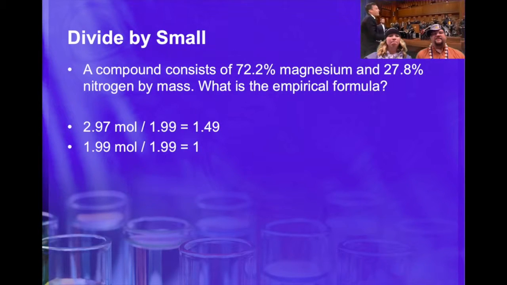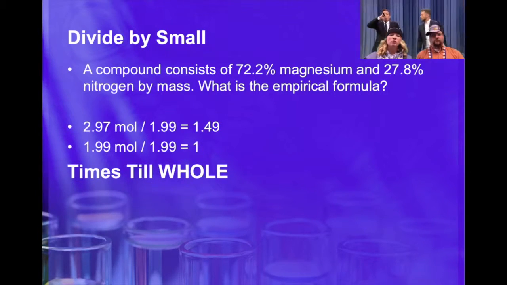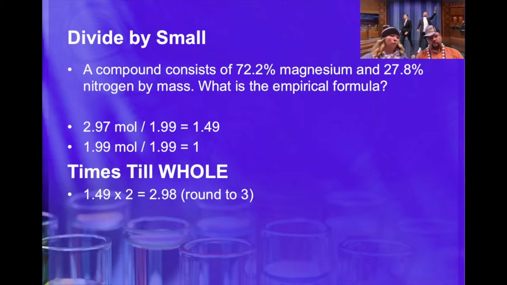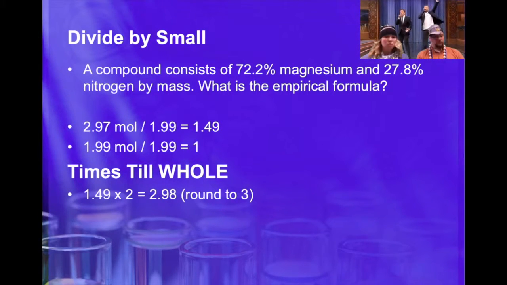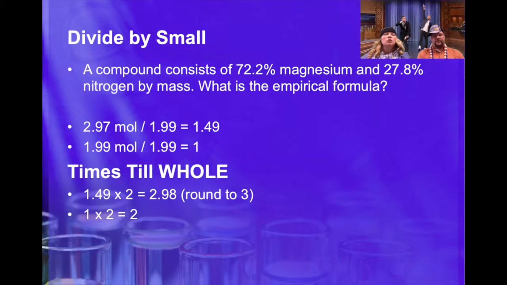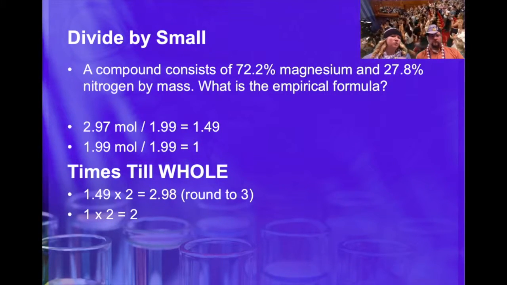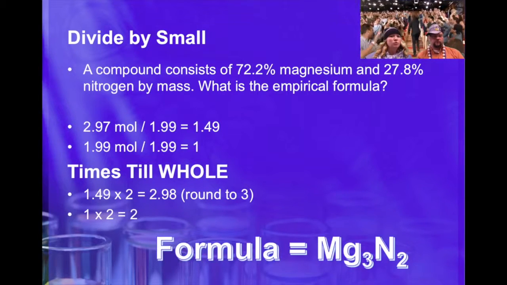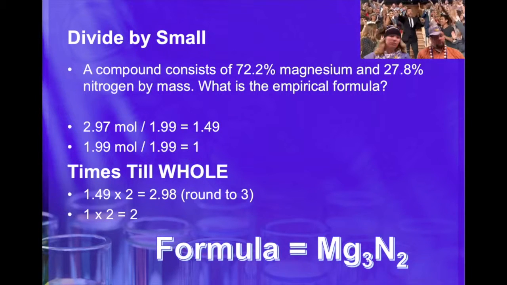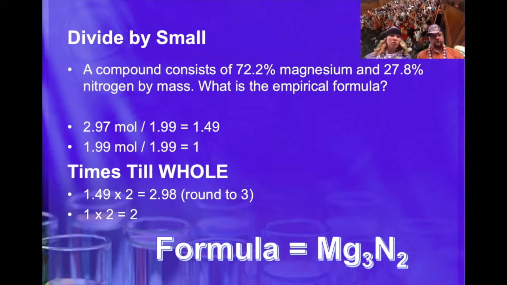Okay, so now I need to times to whole. So we're going to times 1.49 by 2 to get it as close to whole as possible. Well, that's close enough. We're just around a 3. But what we do to one, we have to do to the other. It's like balancing. So we have our magnesium count then is 3, and our nitrogen is 2. So our formula would be Mg3N2. Pretty simple, right? Seems pretty straightforward.